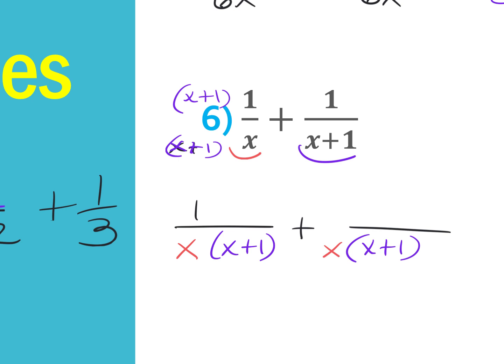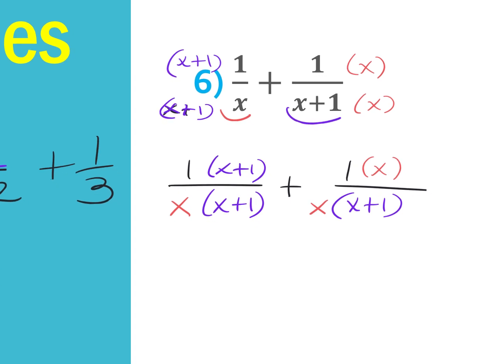Now what was here was a 1. So really what we're doing is distributing the 1 to the x plus 1. But really that doesn't change anything. And then over here, this guy's missing the x. So you're going to multiply the 1 to the x.